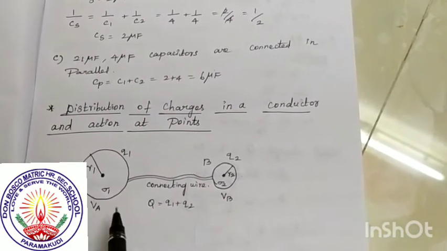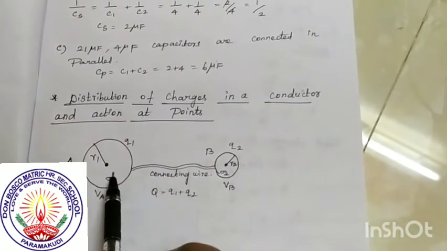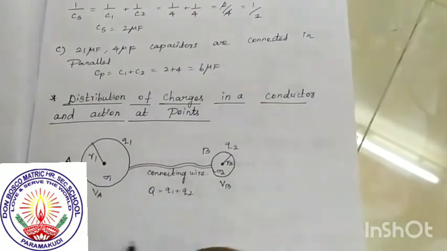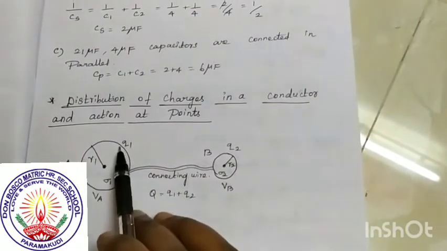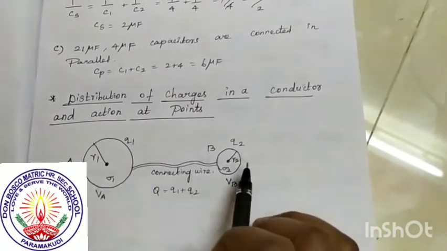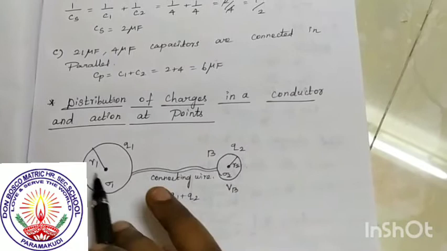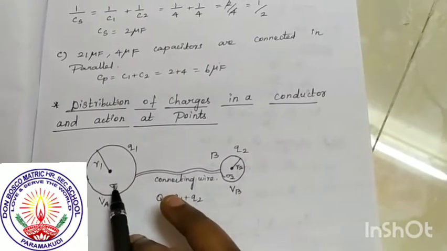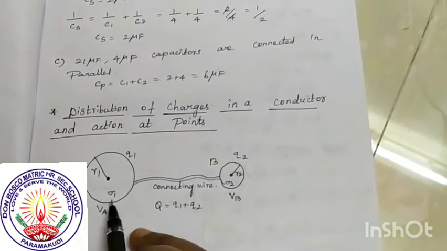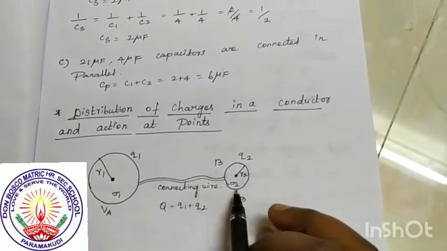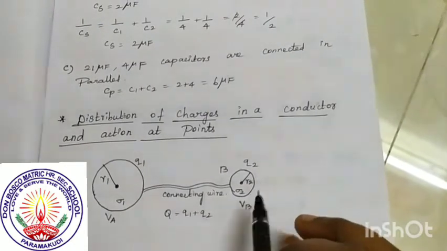And uniformly charged, the electrostatic equilibrium potential will be same. So first sphere considers the charge Q1 and second sphere considers the charge Q2. And sigma is the surface charge density. The first sphere's surface charge density is sigma 1. Second sphere's surface charge density is sigma 2.